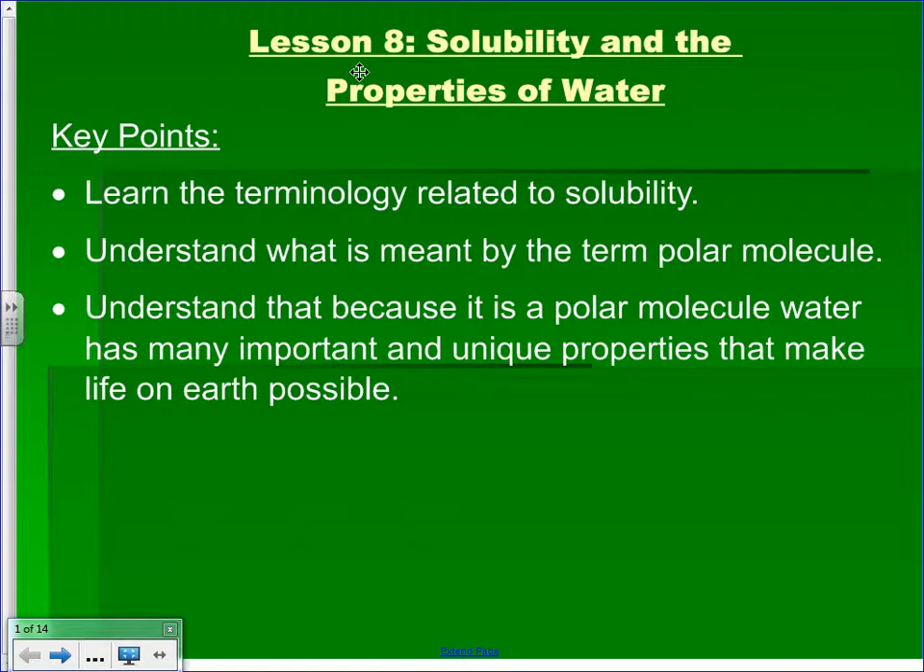Yeah. Okay. So we want to learn some terminology related to solubility. We want to understand what's meant by the term polar molecule. And this one, guys, that's going to be big. We're going to come back to that a whole bunch of times in this unit as well as in the bio unit. Water is a polar molecule, and since without water life can't exist, at least as far as we know, polar molecules are pretty important. And because it's a polar molecule, water has many important and unique properties that make life on Earth possible, and we'll go into some of those during class today. It'll explain how some of water's weird behaviors are explained by the fact it's polar and what being polar means.